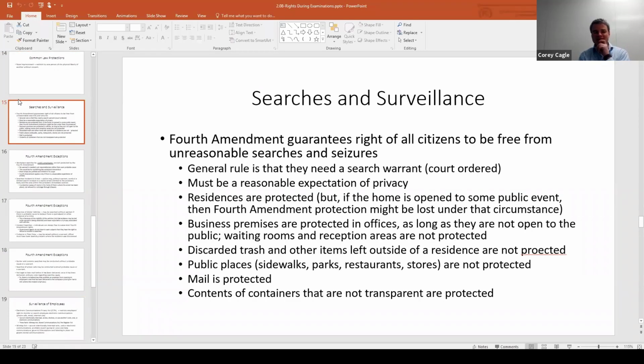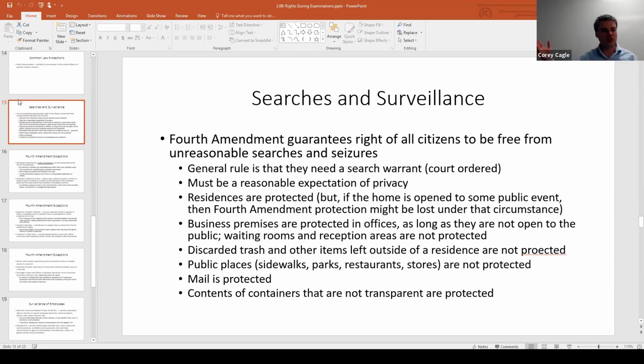Searches and surveillance. We have the constitutional amendments coming into play here. Well, the Fourth Amendment's coming into play. The Fourth Amendment guarantees the right of all citizens to be free from unreasonable searches and seizures. If you've watched CSI, you know all the things you can do and can't do without a search warrant, right? You know that you could go dig around in their trash.